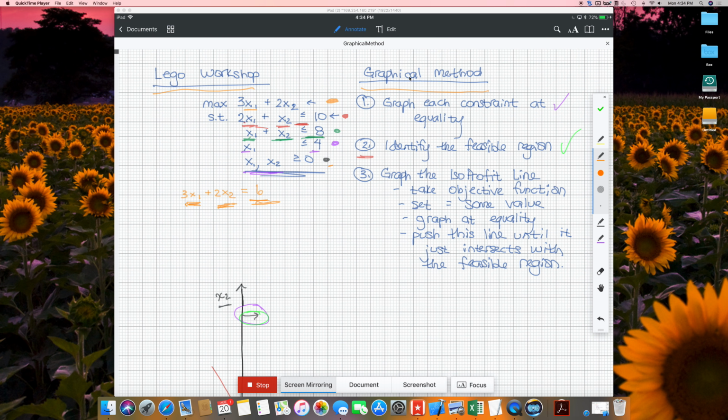And we had 3 different steps for the graphical method. We graph each constraint at equality, identify the feasible region, and then graph the isoprofit line and essentially push it until it just intersects with the feasible region. These same steps apply for an integer program, but a main difference is going to be what the feasible region is for an integer program versus a linear program.